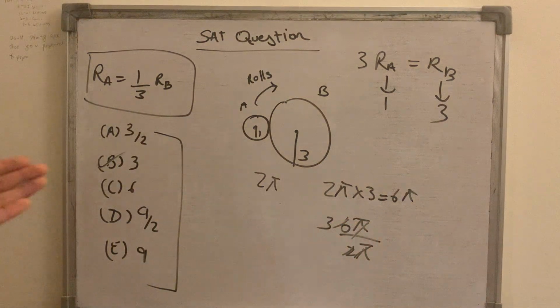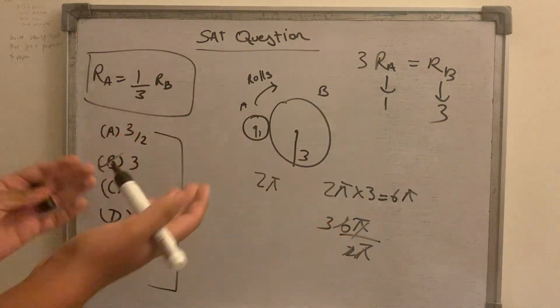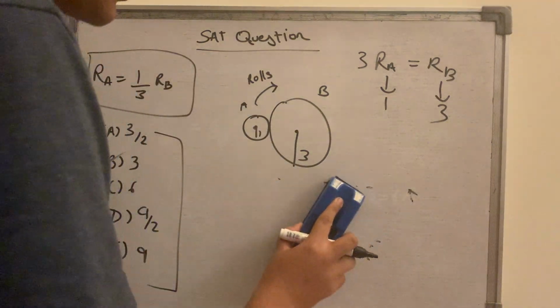So most of the students marked 3 and the evaluators also thought that 3 was the correct answer. But this is not the correct answer. The correct answer is something else.